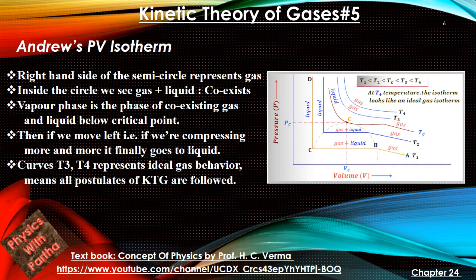Then the curves at temperatures T3 and T4 represent ideal gas behavior. That means all the postulates of KTG are followed, and these curves do not liquefy, they are ideal gases. Whenever a gas is liquefied, interatomic interaction should be there. But as we have assumed in KTG, for ideal gases no interatomic interaction is there. That is why it behaves that way.